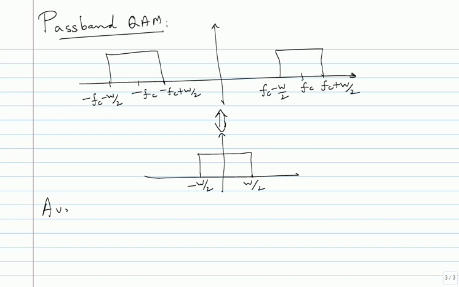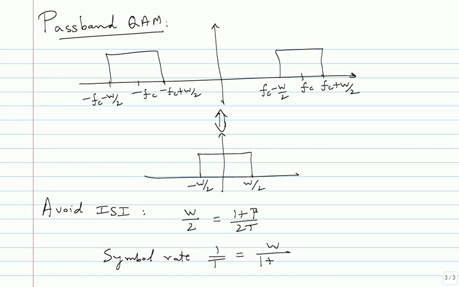So how do you avoid ISI? Once again, by choosing Nyquist pulses, which will give you W by 2 equals 1 plus beta by 2T, where beta is the roll-off factor. So what does your symbol rate become? 1 by T becomes W by 1 plus beta. It seems to be half of the real baseband case, but you're doing complex, so the other degree of freedom enters the picture and you get the same thing. So this is a way of studying both together.